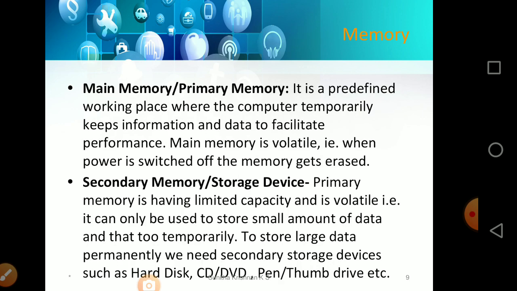So now coming to the main area, which is the memory. Memory is a storage space of the computer where it stores all the data, and it can be classified into two: the main memory as well as the secondary memory. Main memory is also known as primary memory, and secondary memory is also known as storage devices.